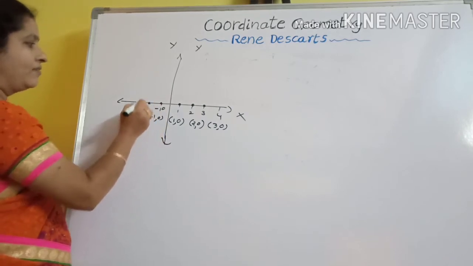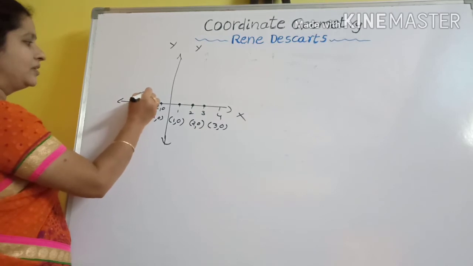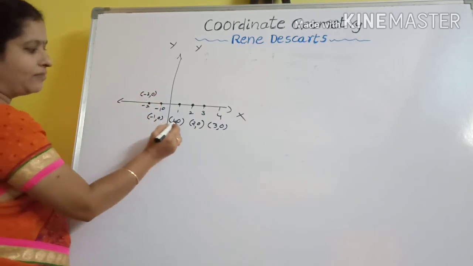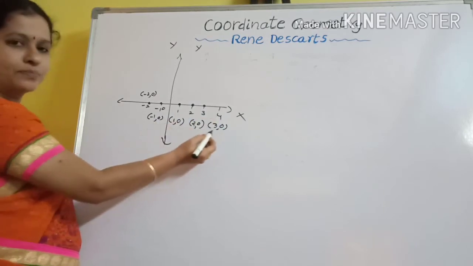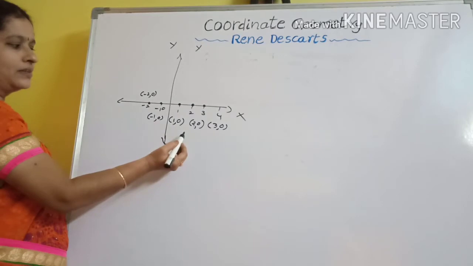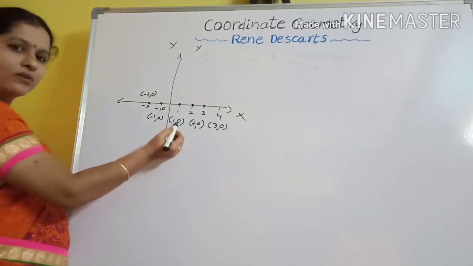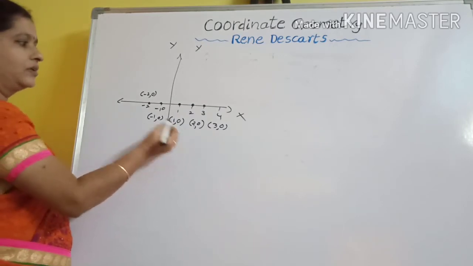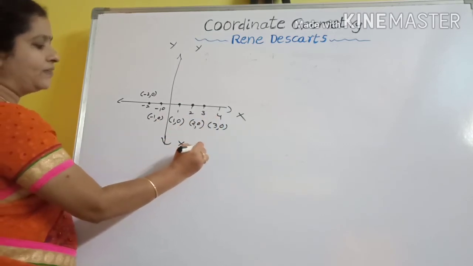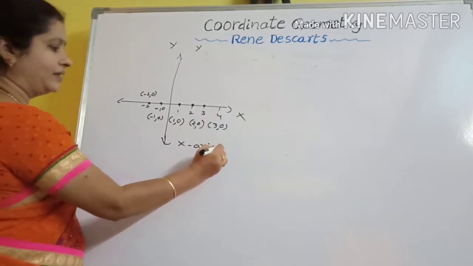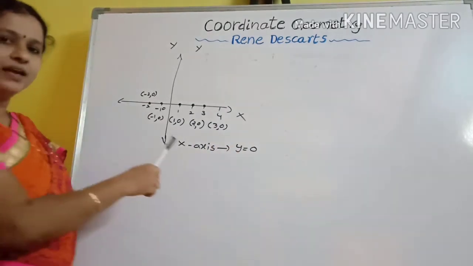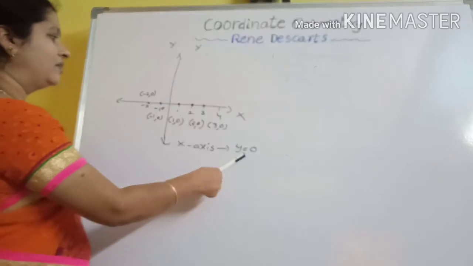So all the points on the x-axis have y coordinate value 0. This one is minus 2, 0. Observe that all the y coordinates are 0 in these points. If a point lies on the x-axis, its y coordinate value is 0. So what is the equation of the x-axis? The equation of the x-axis is y equal to 0.